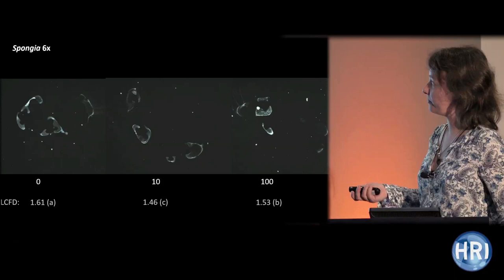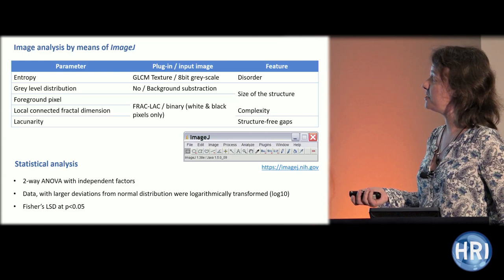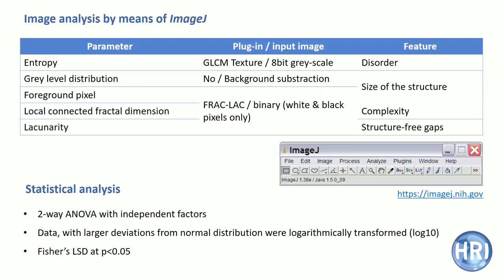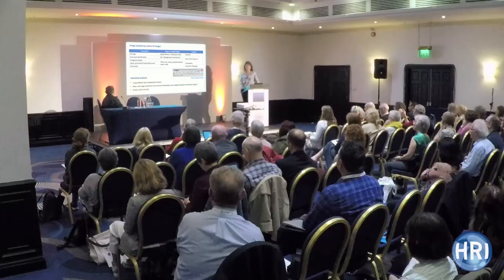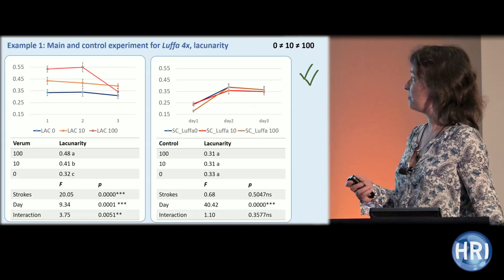What we do is we analyze the gray level distribution, some textural parameters, and fractal parameters of the patterns. And they can give us the idea of what is the disorder or order of the pattern, how is the size of the structure, and how is the structure's complexity. In particular, we analyzed the entropy, the gray level distribution, the foreground pixel, the local connected fractal dimension, and the lacunarity parameter. The analysis was performed with the program ImageJ, and after this analysis, the data was submitted to statistical analysis with a two-way ANOVA with independent factors. So here I will present now 3 different examples of a possible result out of this analysis.